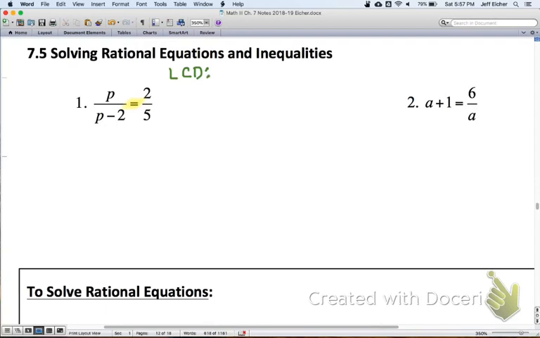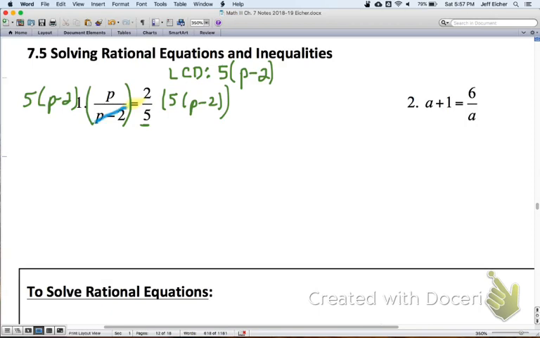for all the fractions. So one of the denominators has a factor of a 5, this one right here, and the other has a factor of a p minus 2. So what we're going to do is we're going to multiply both of the fractions by that lowest common denominator. So what that's going to look like is, we'll multiply this one by 5 times p minus 2, and multiply this one by 5 times p minus 2. A lot of parentheses here. What that does is that this denominator cancels with the p minus 2, and we're left with 5 times p. And then this denominator on the right, 5, divides by this 5, and we're left with 2 times p minus 2.